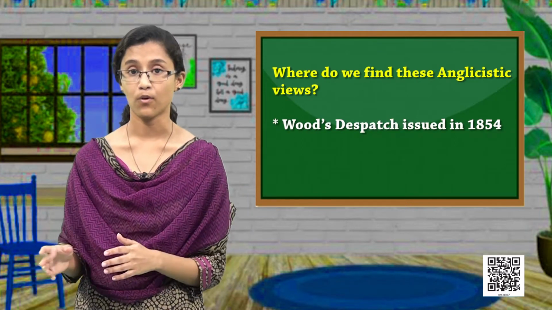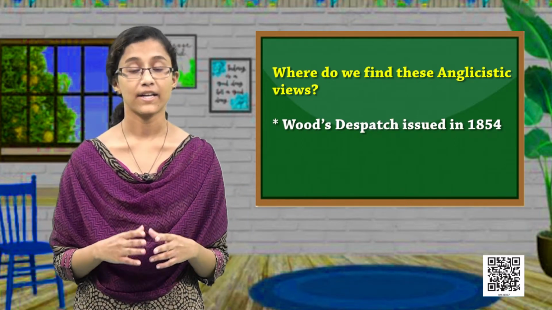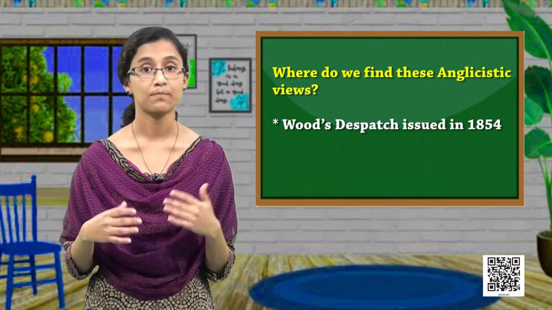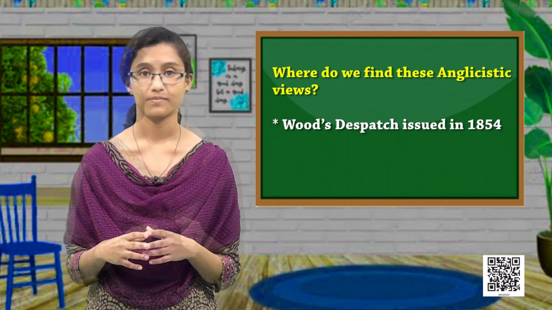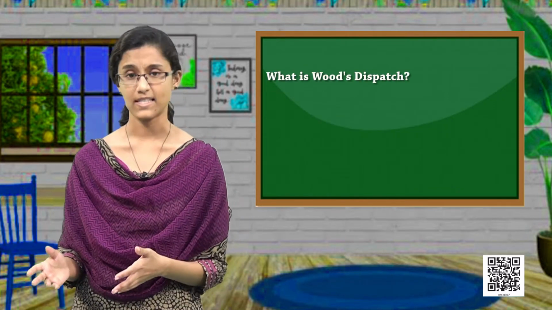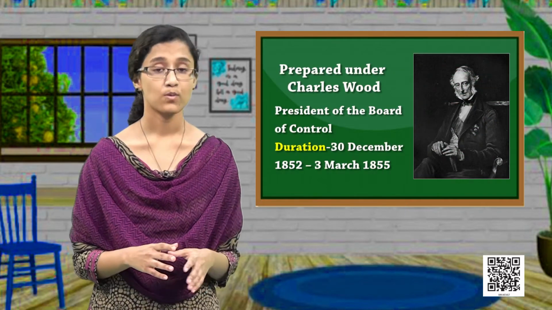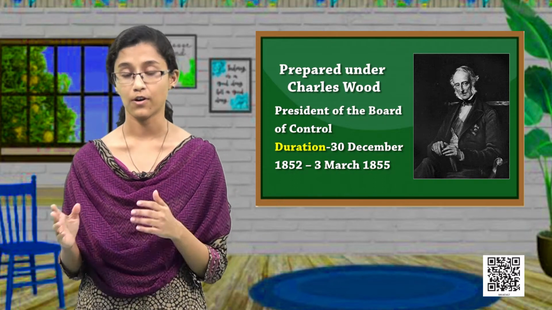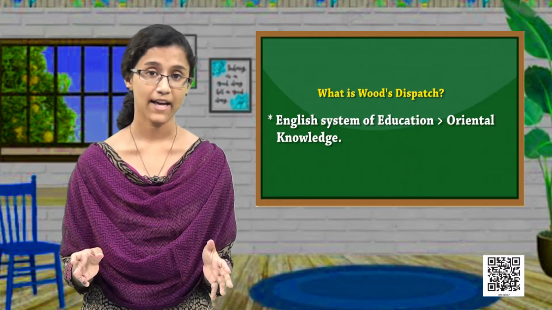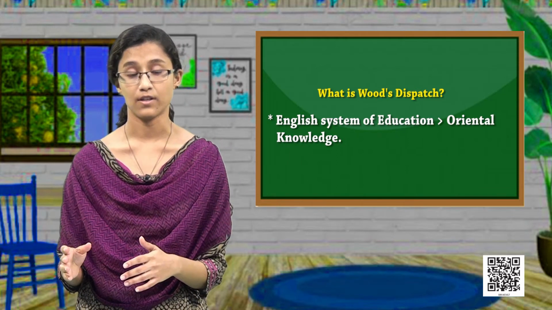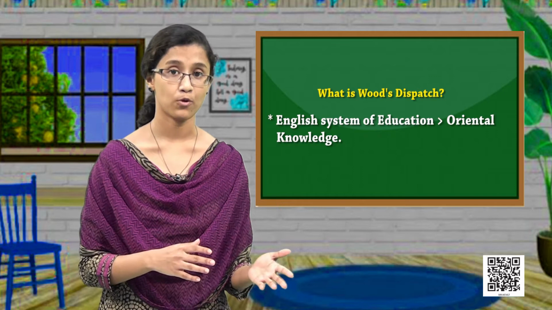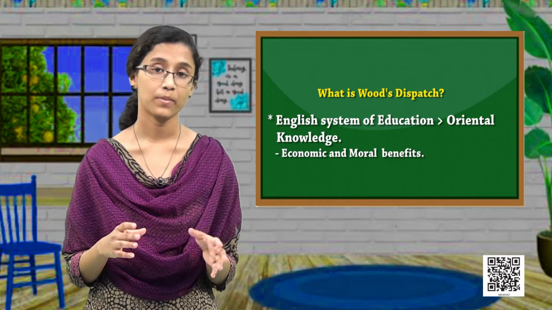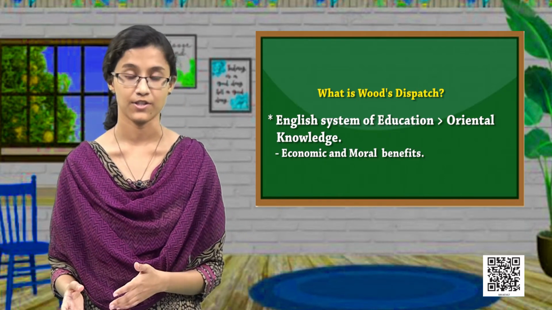In 1854, the Wood's Despatch was issued by the Court of Directors of the East India Company. This act helped in spreading Western education in India. What do we know about Wood's Despatch? The dispatch was prepared under Charles Wood, the president of the Board of Control of the company. According to the dispatch, the Western system of education would have practical benefits as opposed to the Oriental education. It mainly discussed the economic and moral benefits of Western education.